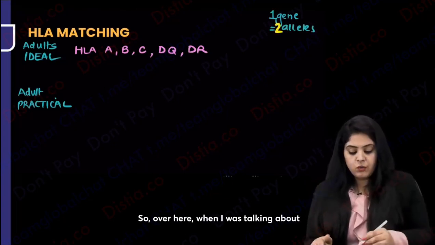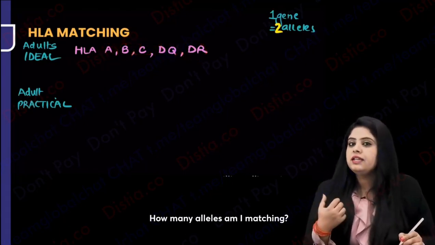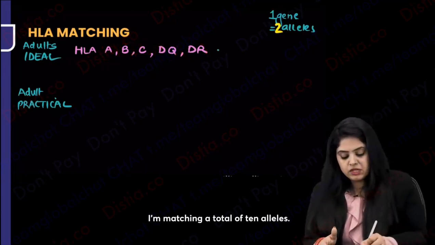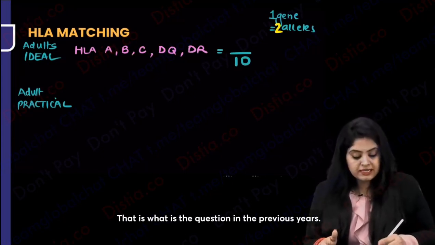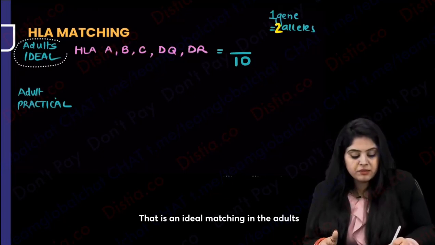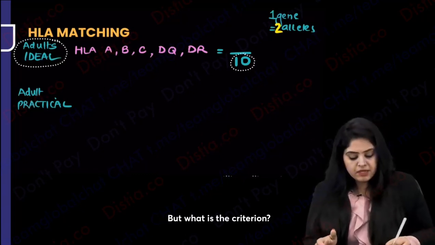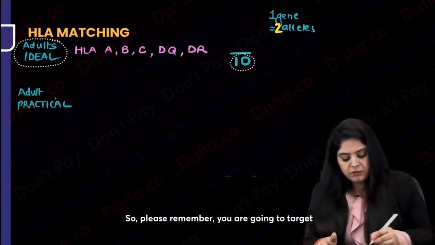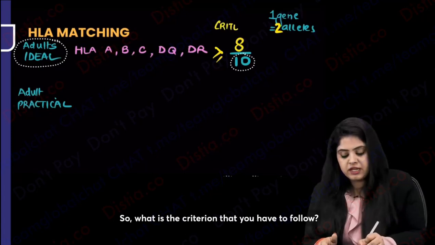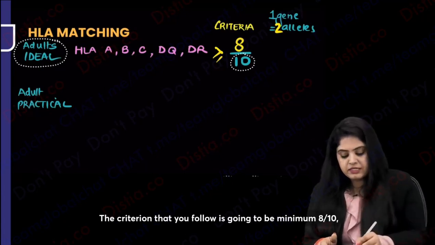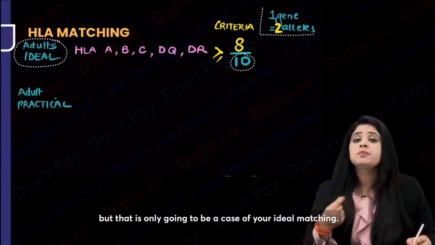So over here, when I was talking about a total of how many genes? 5 genes. How many alleles am I matching? I am matching a total of 10 alleles. That is what is the question in the previous years. That is, an ideal matching in the adults comprises of how many alleles? You have to do a 10 matching. But what is the criteria? Minimum, how much are you going to target? So please remember, you are going to target a minimum of 8 by 10. So the criteria that you follow is going to be minimum 8 on 10. But that is only going to be a case of your ideal matching.